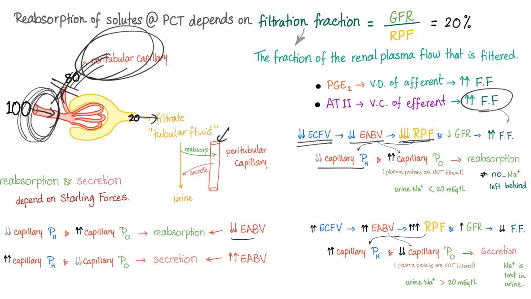So the moral of the story is, when you have decreased effective arterial blood volume, you are increasing reabsorption of sodium. Hashtag no sodium left behind. So when you decrease your effective arterial blood volume, you increase your filtration fraction and increase sodium reabsorption. The opposite occurs when the hydrostatic pressure is high, the oncotic pressure is low, okay, and you'll end up with sodium secretion and decreased filtration fraction.